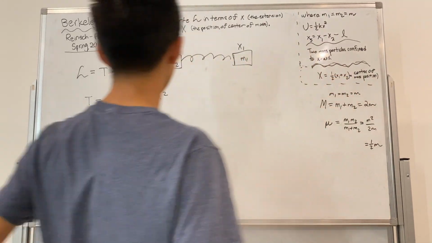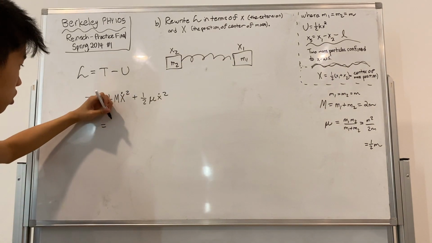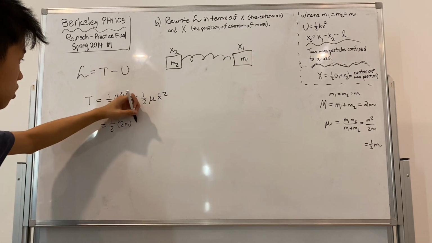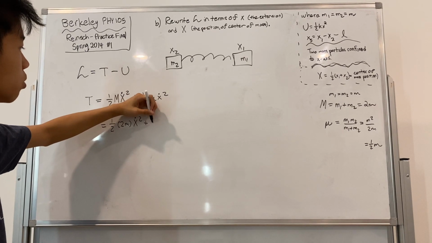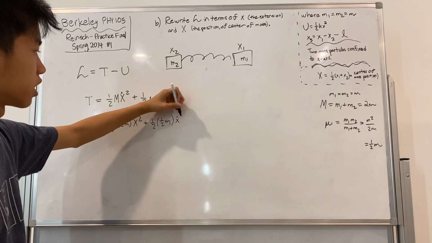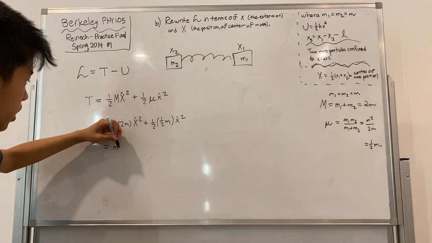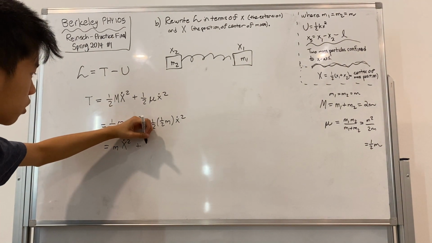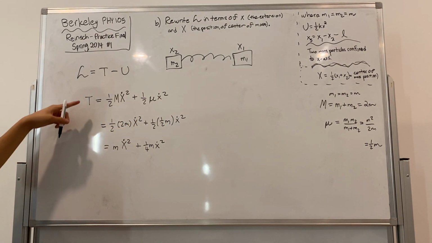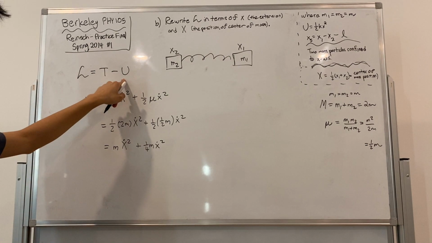So, with that being said, we can plug in our big M and our mu, the reduced mass, and we'll have 1/2 times 2m big X prime squared plus 1/2 times 1/2 m little x prime squared. So that's equal to m big X prime squared plus 1/4 m little x prime squared. So we know that, but that's only half of the formula. So we now need to know what U is.